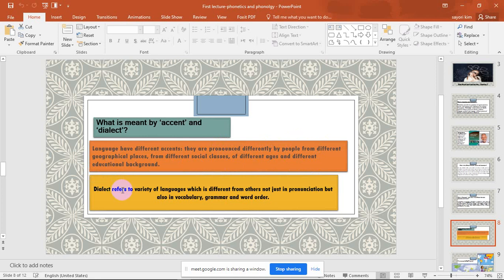Dialect اللي هي اللهجة, so refers to variety of languages which is different from others, not just in pronunciation but also in vocabulary, grammar, and word order.